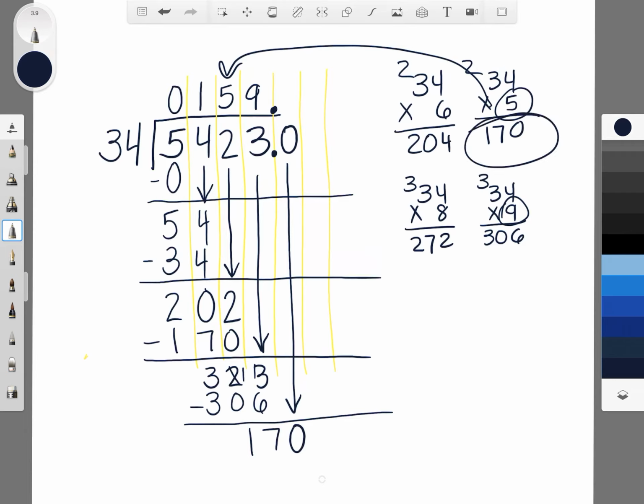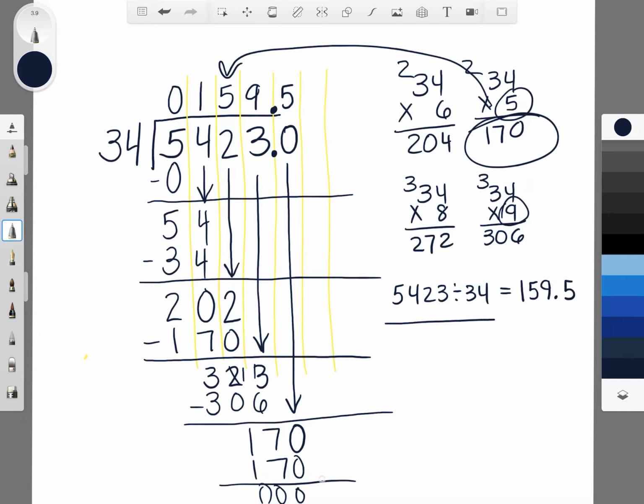Now if we look over here, we can already see we've done that, and that is 5 times. 5 times 34 is 170, and that leaves us with no remainder. And so 5,423 divided by 34 equals 159 and 5/10.